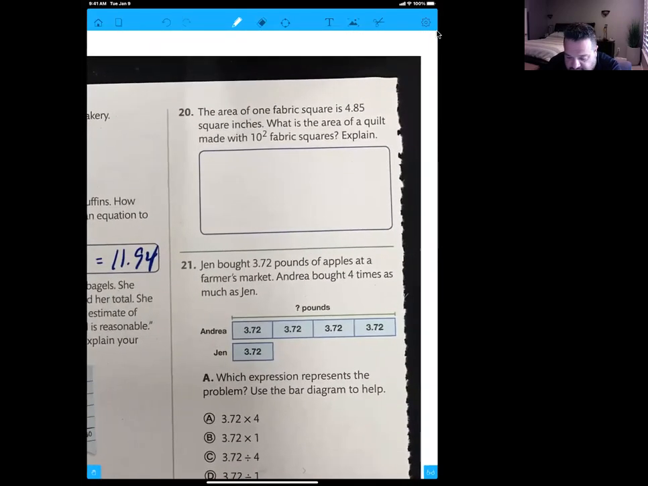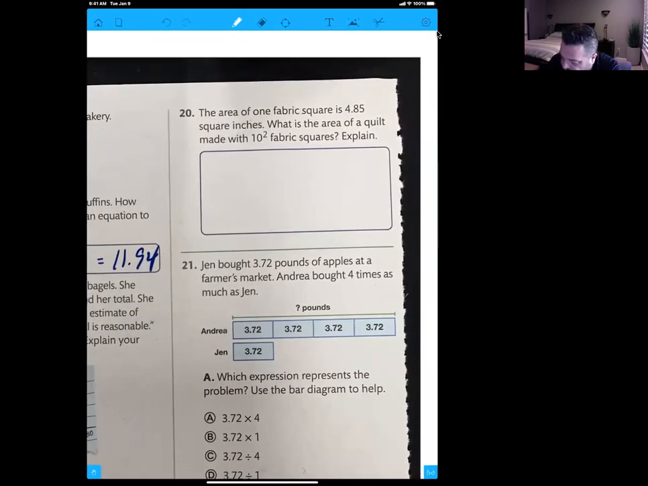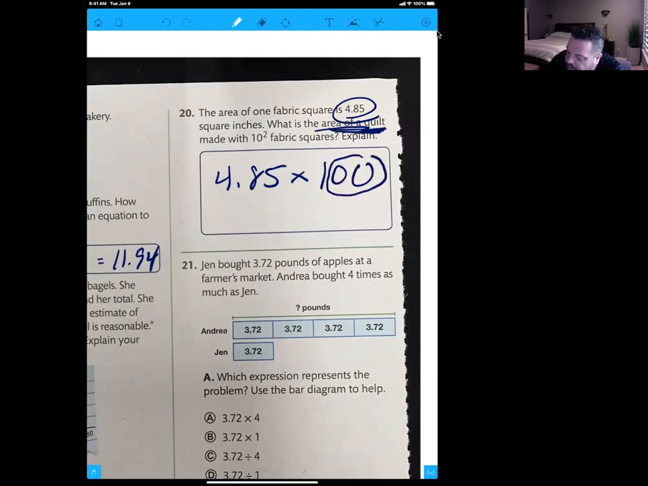All right, look at number 20. Number 20 is just moving the decimal. The area, right? Square inches means it's 4.85 each all the way around, right? Square. 4.85 on each side. Area is length times width. 4.85 times 10 to the second power is a 1 with 2 zeros. So if you're lining up 485 times 100, trying to do all those zeros below it and add them all up, don't do it. Move the decimal 2 places and you go 1, 2, and your answer is 485.